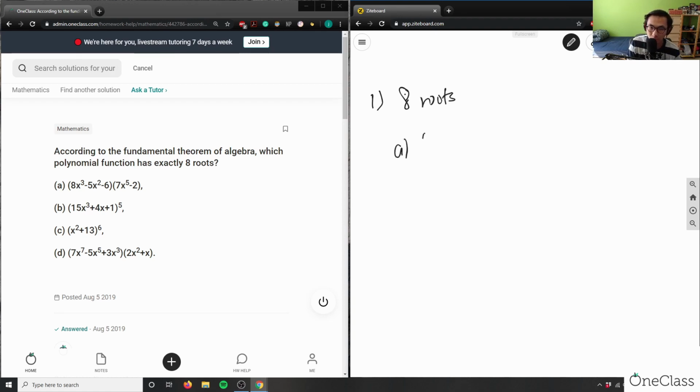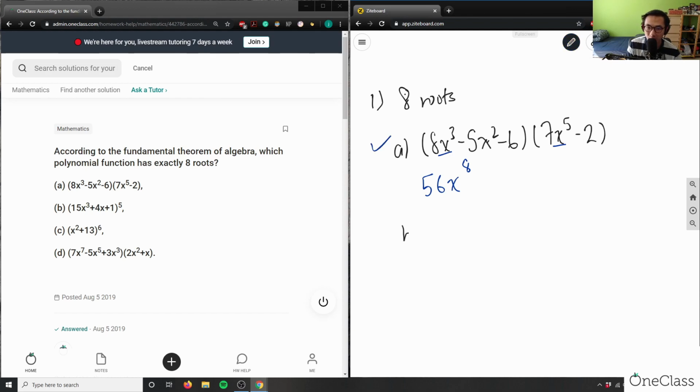So my first problem here is 8x cubed minus 5x squared minus 6 times 7x to the power of 5 minus 2. For this, let's solve them each. What I can do is multiply this term by this term to get what my highest order of polynomial is. If I'm multiplying exponents, I can simply add, right? So 8 times 7 here is 56, and 3 plus 5 here is simply 8. So my highest polynomial has 8 roots, which means this option here is correct.